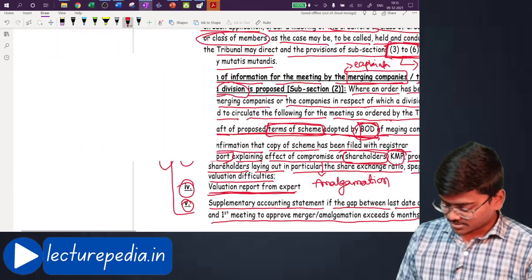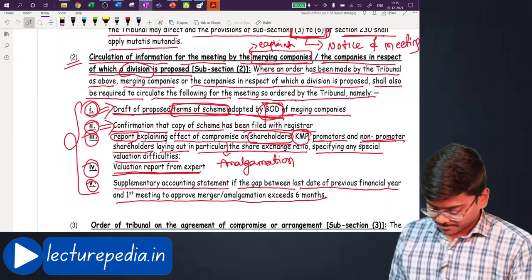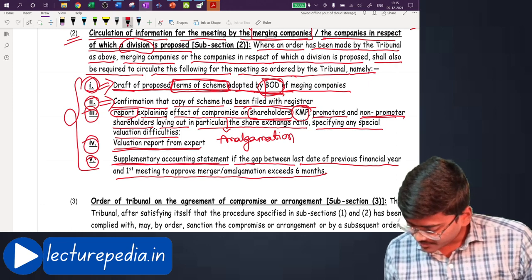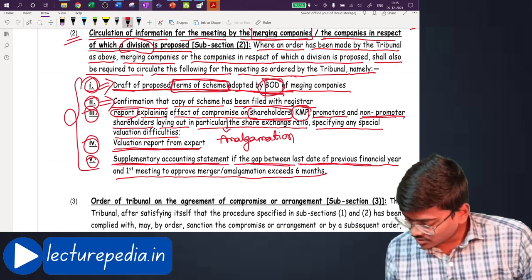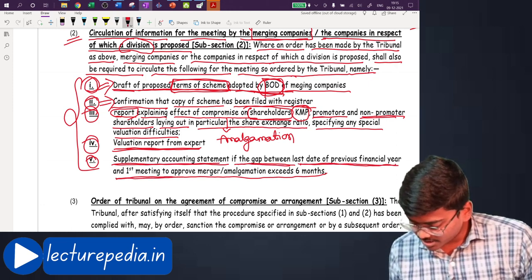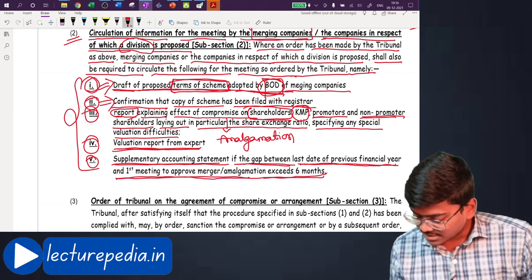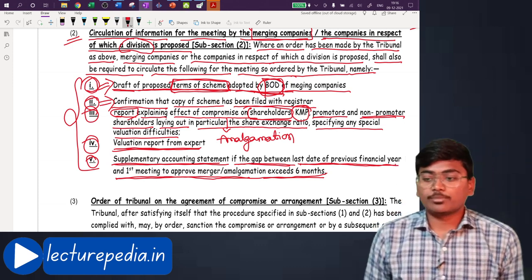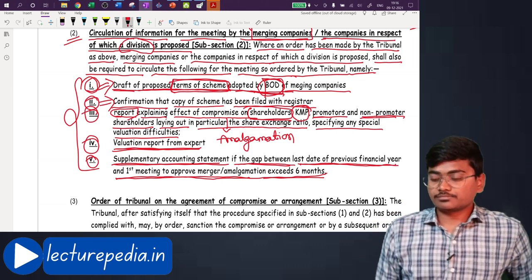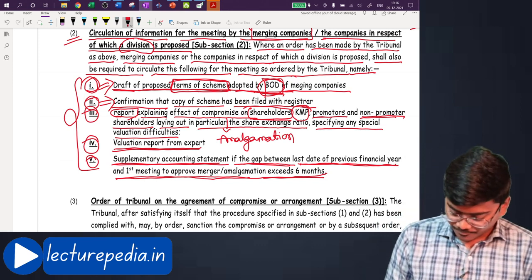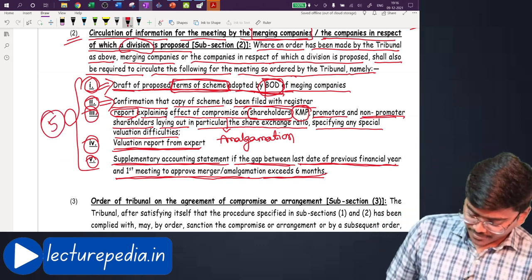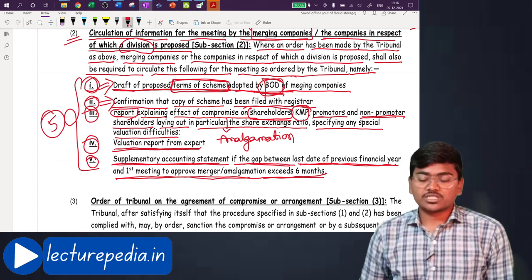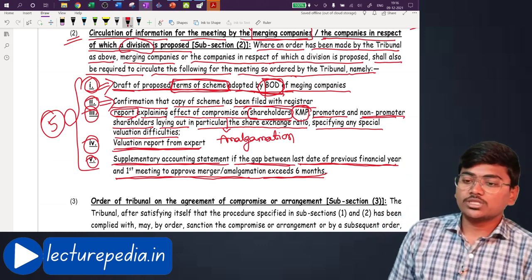We'll move into the concept. See, that is the 5th requirement, that is supplementary account statement if the gap between last date of previous financial year and first meeting to approve merger or amalgamation exceeds 6 months. Hope now you understood this point of supplementary account statement. These are the 5 disclosures, or you can say 5 additional informations which you have to give along with the notice.